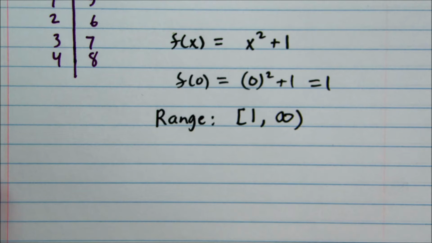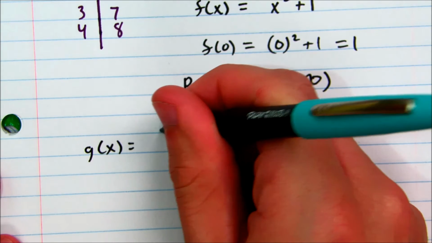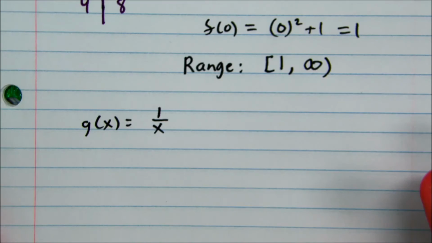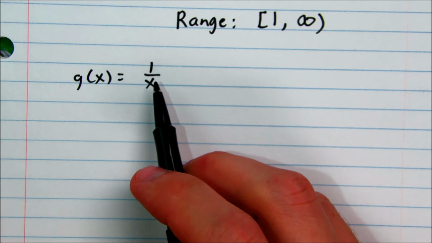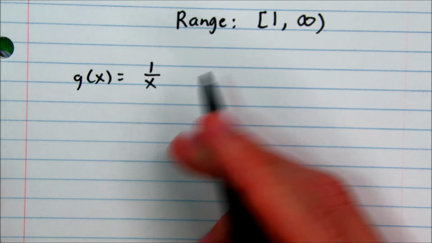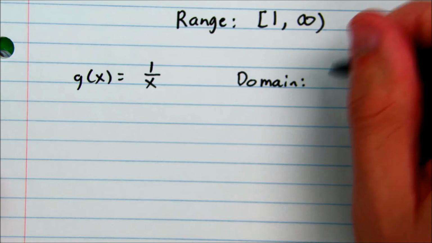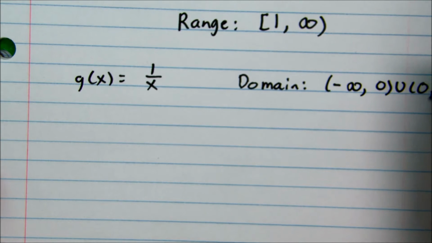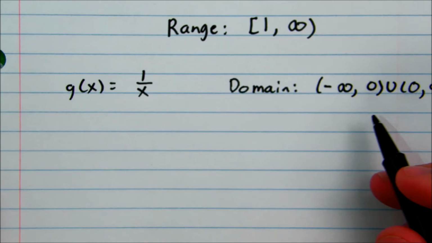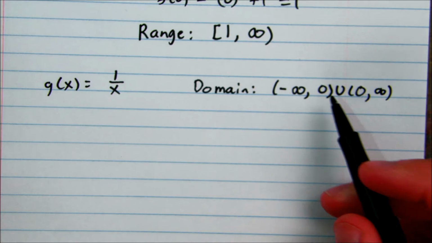Now I'm going to do one more range example. Let's define g of x as 1 over x. Now for domain, we have 1 over x. Well, the only value we can't plug in is 0. So just a little refresher. My domain here is negative infinity to 0, not including 0. So that's what this interval notation says, to go from negative infinity to infinity, but exclude 0.